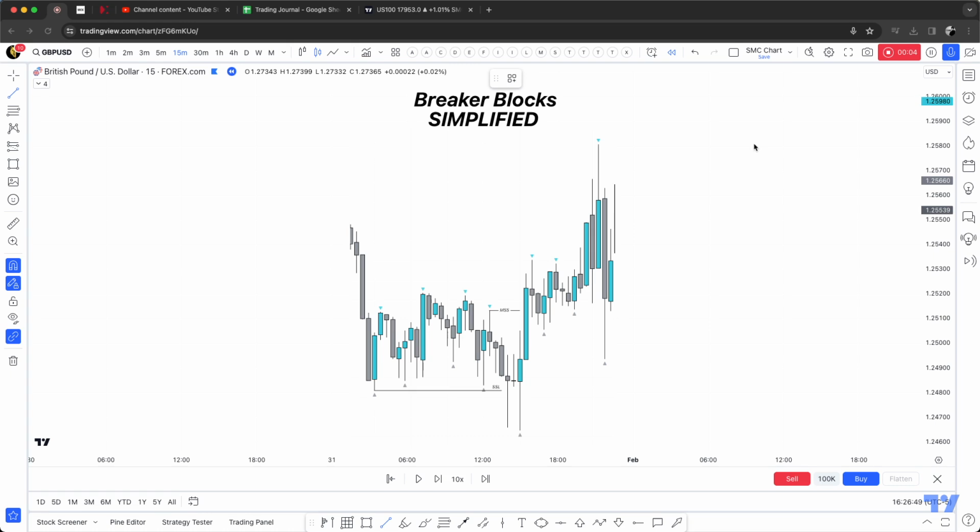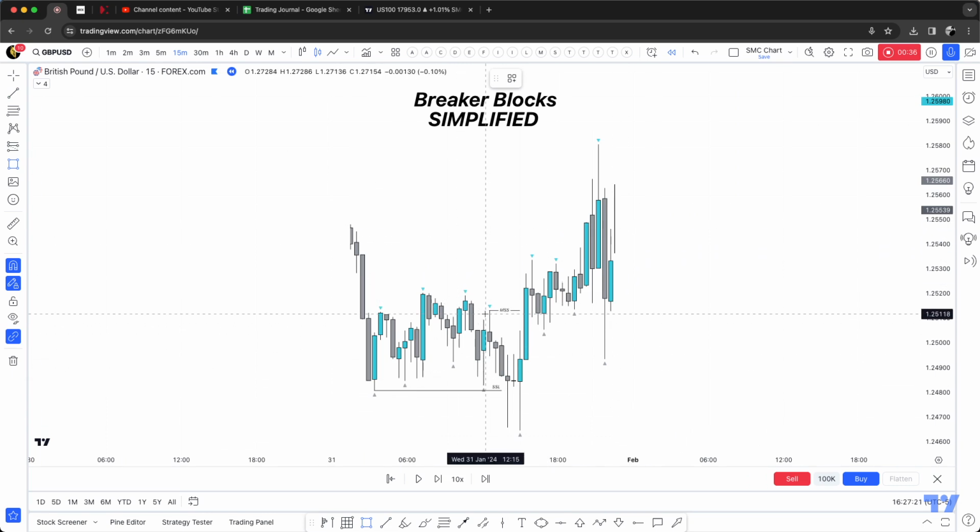And this opportunity, I want to discuss breaker blocks. If you haven't seen my previous video, which was based on order blocks, I recommend going to the top right corner to watch that video first, and then you jump into this one. All right, because order blocks and breaker blocks are almost the same, but there are a few differences, and I'm going to mark them up right now, right here in the chart.